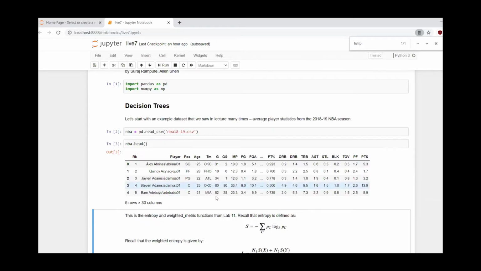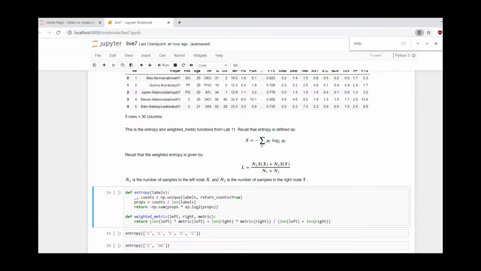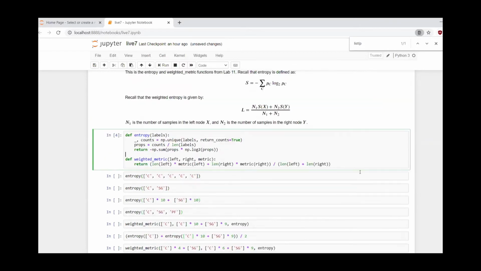So these are the functions you implemented in Lab 11. It's pretty much the same thing. The entropy function and the weighted metrics function, which you can plug entropy into. So first, a quick recap of entropy.